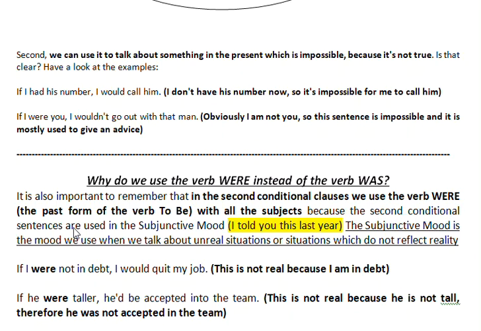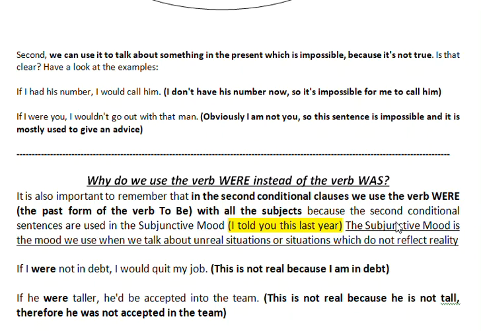Because the second conditional sentences are used in the subjunctive mood, and I told you this last year. Porque las oraciones del segundo condicional son usadas en el modo subjuntivo, lo cual les dije el año pasado, cuando lo vimos en detalle. ¿Qué es el modo subjuntivo? Las oraciones o el modo de crear oraciones cuando yo tengo que hablar sobre casos hipotéticos o casos casi imposibles. Estrictamente y fácilmente explicado, es casi lo mismo que el segundo condicional, o las funciones que tiene el segundo condicional.